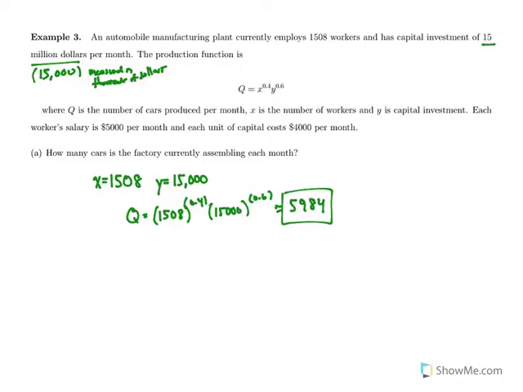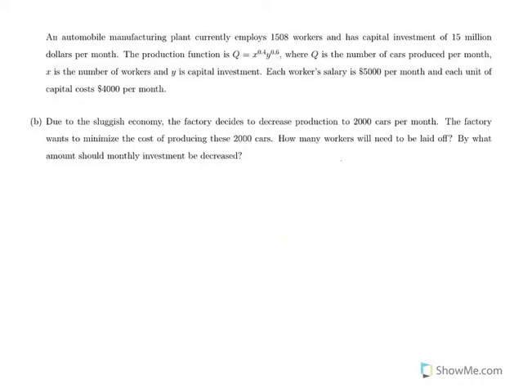All right, next question. Note that we're just repeating the information on top here. Due to the sluggish economy, the factory decides to decrease production to 2,000 cars per month. The factory wants to minimize the cost of producing these 2,000 cars. How many workers will need to be laid off? By what amount should monthly investment be decreased?